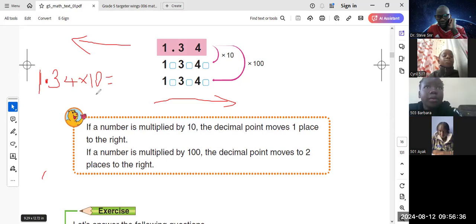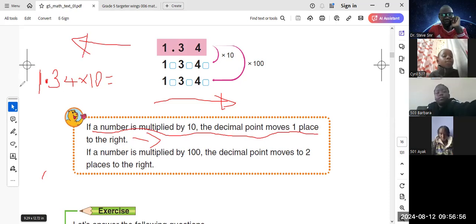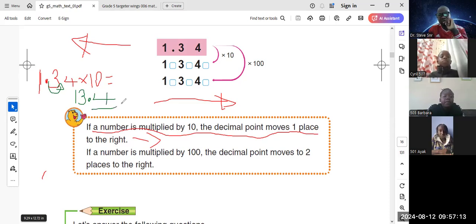13.4. Yes, you get 13.4 because we are saying, if a number is multiplied by 10, the decimal point moves 1 place to the right. And I've told you guys the right direction is this one, and this one is the left. So if we multiply 1.34 by 10, this decimal place will move 1 step to the right, and you'll have your answer as 13.4. So you should be keen when dealing with decimal numbers.